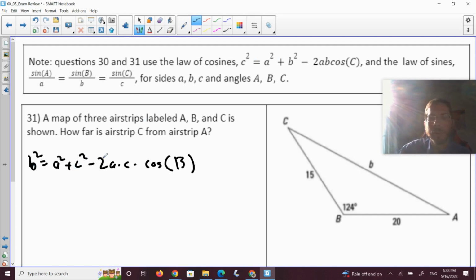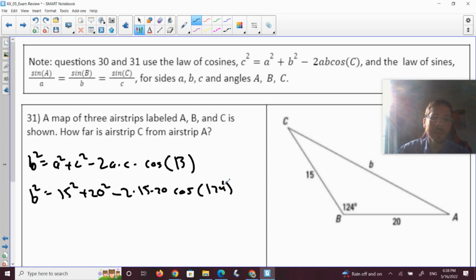All right, so then we plug in everything that we know, which is not b. But we do know a is going to be 15. Doesn't matter which one is a and which one is c. I'm just going to make c bigger than a because we're used to c being bigger than a. 2 times 15 times 20, cosine of 124 degrees. All right, so this looks like it's complicated, but this is really just a job for the calculator.